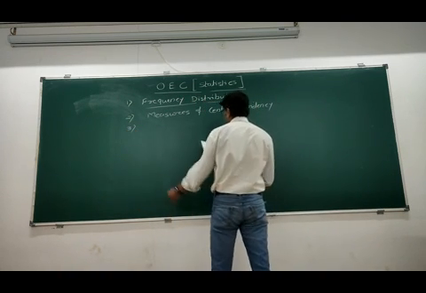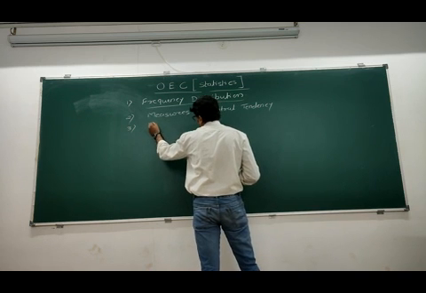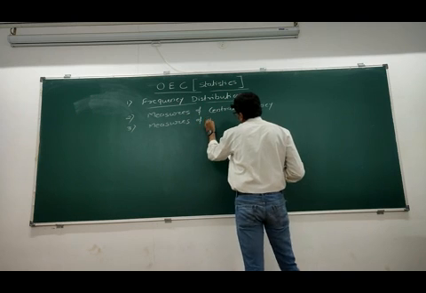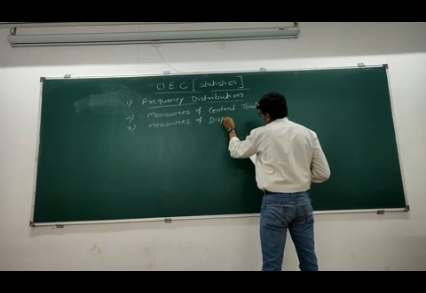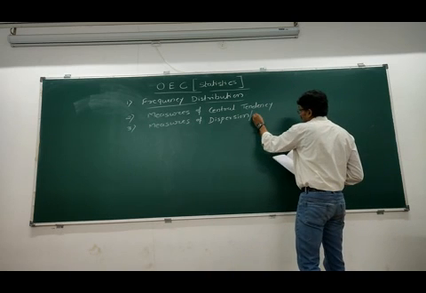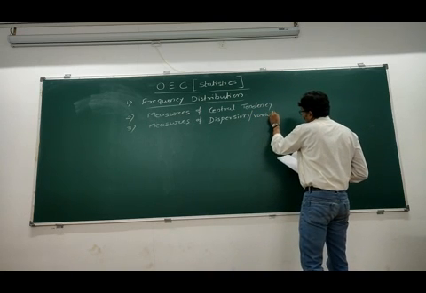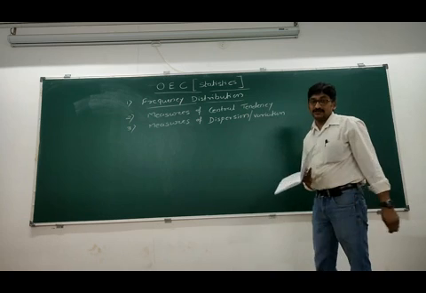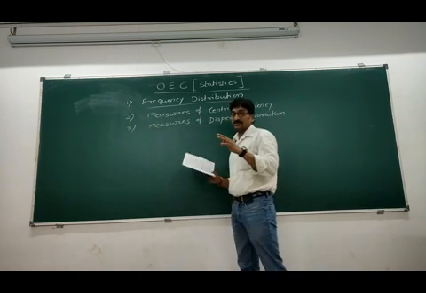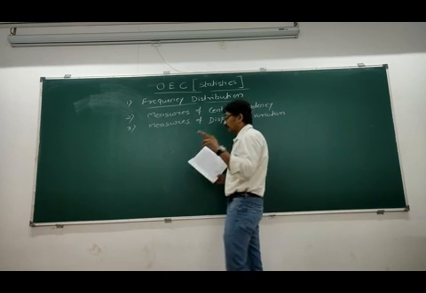Then the third one is measures of dispersion. Dispersion is also known as variation. This is the next point. All these three topics come under the first module only.